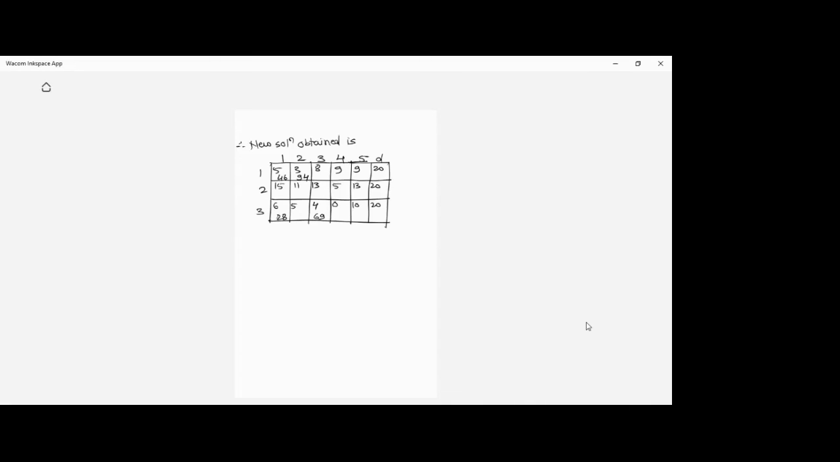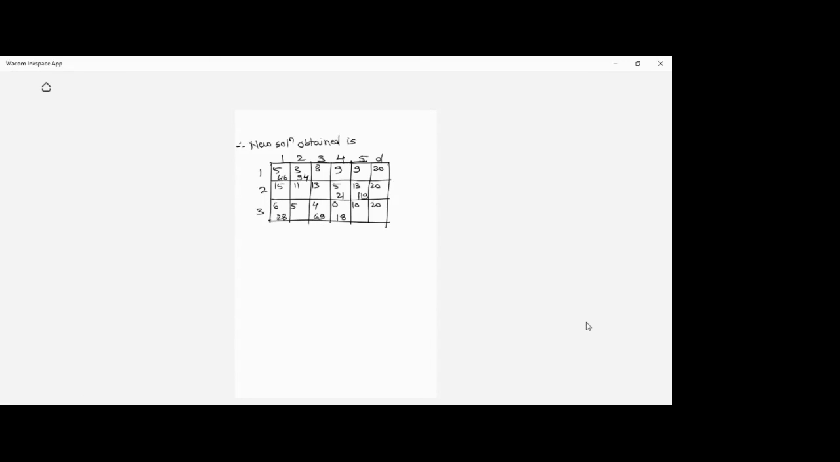So here we have 18. 39 minus 18 will be equal to how much? It will be equal to 21. That will be here. So 101 plus 18 will be 119. That will be here, and 18 minus 18 will be 0.